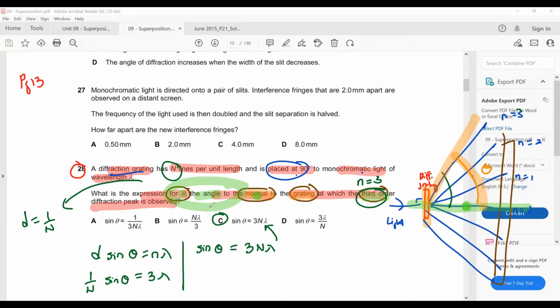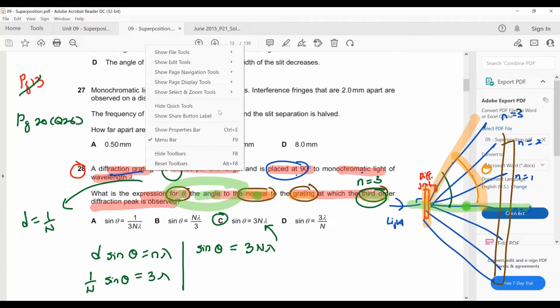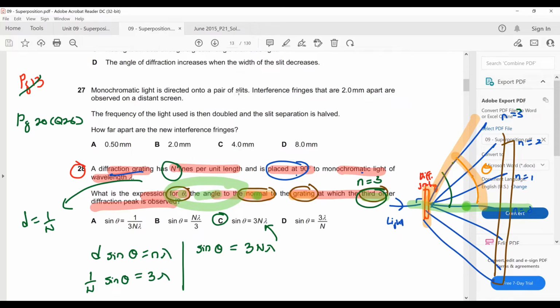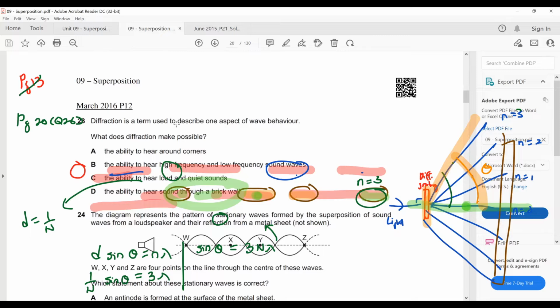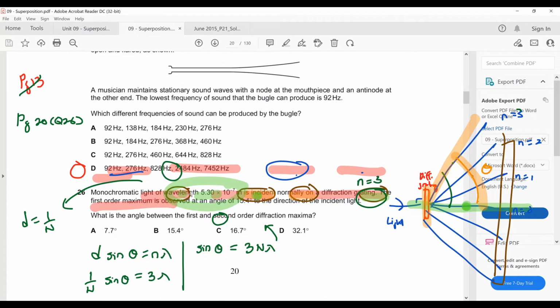Right, then next one that we can do, page 20, question 26. Right, page 20, question 26. So let's go to that. If we go to page 20, question 26, this is what you will have. Right, so I'll clear this one off.